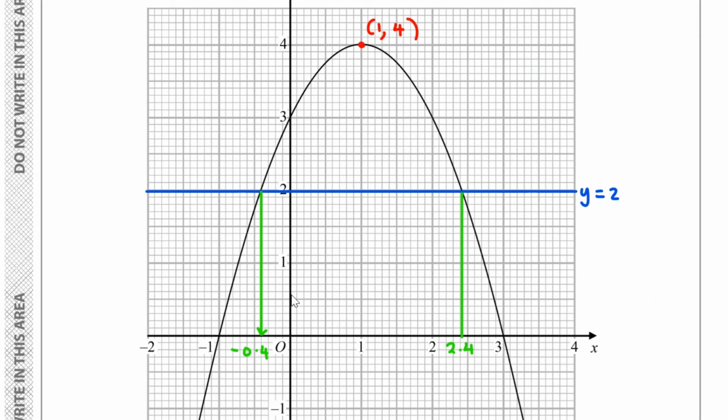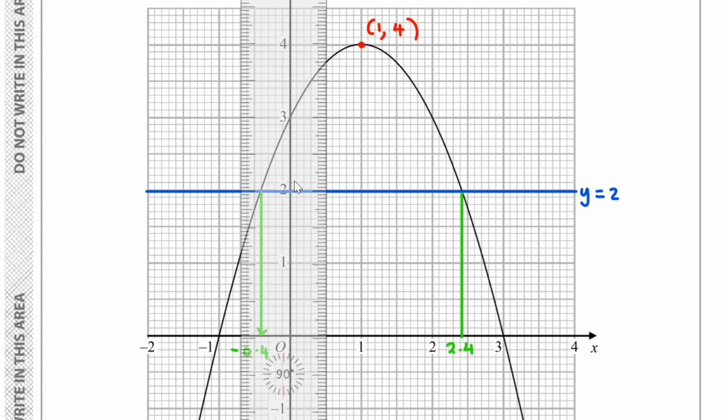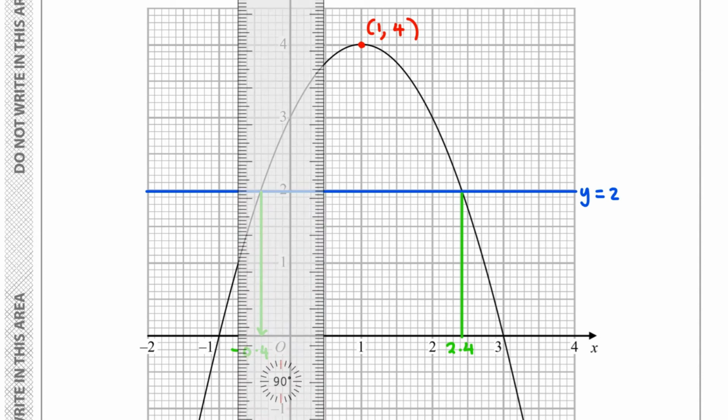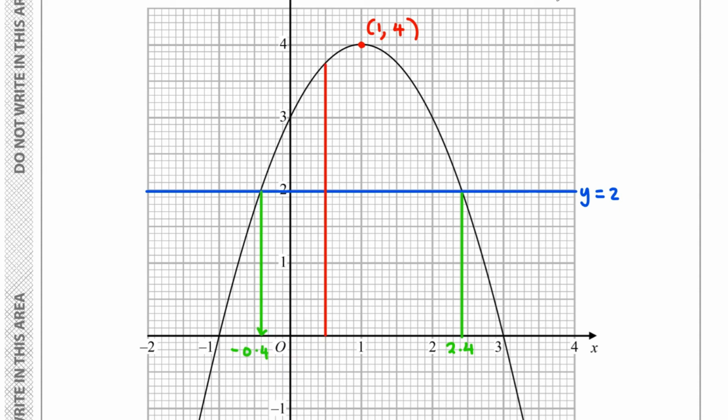And now for part C, we have to write down the value of f of 0.5. What this means is we substitute in the value of 0.5 for x and see what the corresponding y value is. So if we draw a vertical line up from here, and then from here, if we draw a horizontal line, you'd find when x is equal to 0.5, y is equal to 3.7. Okay, so let's just change the color here to orange. So here we've got 1, 4.